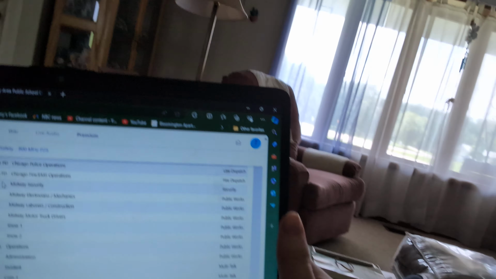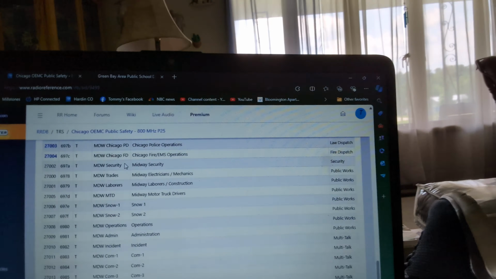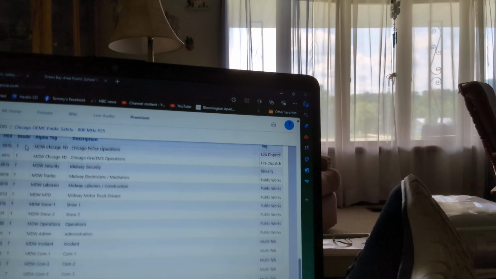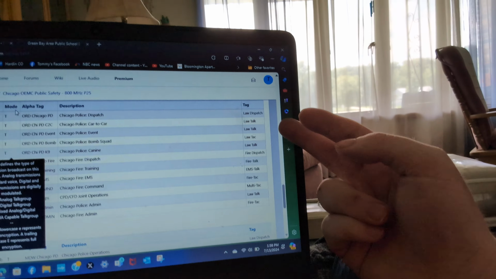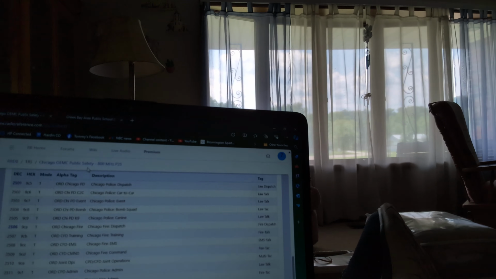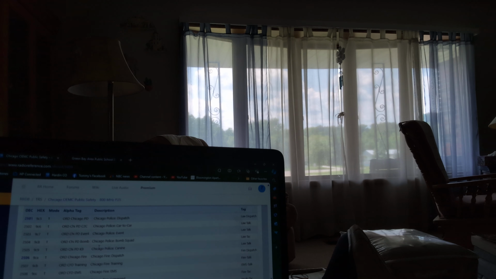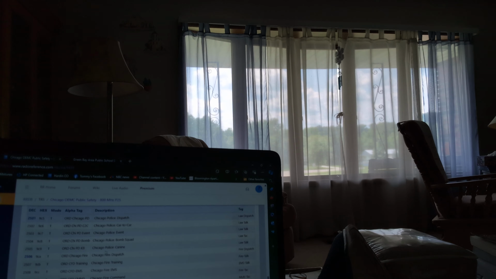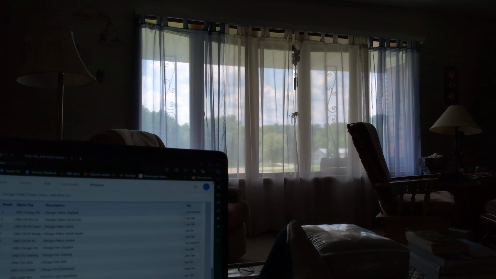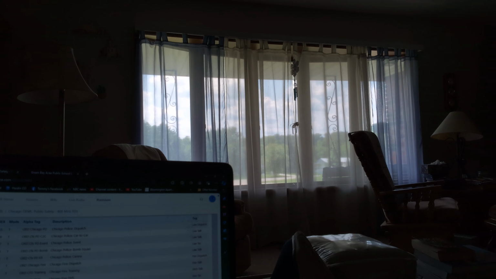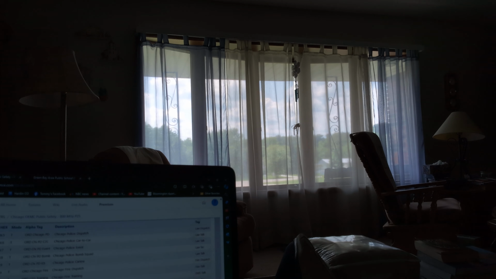Let's get started. So if I turn you guys around to my computer, this right here is the Chicago OME system. This has all their airport communication. Right here is Chicago O'Hare. They have Chicago Police Dispatch all the way down to their bomb squad and K9. They've got their fire dispatch all the way down to police admin and joint operations.